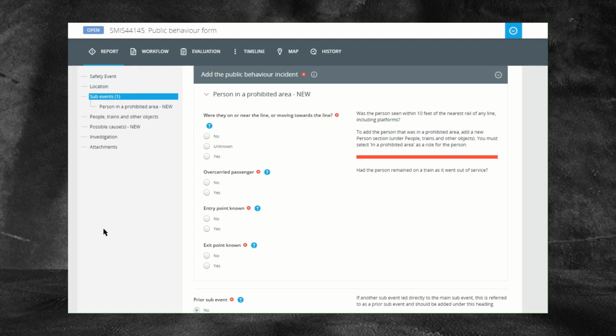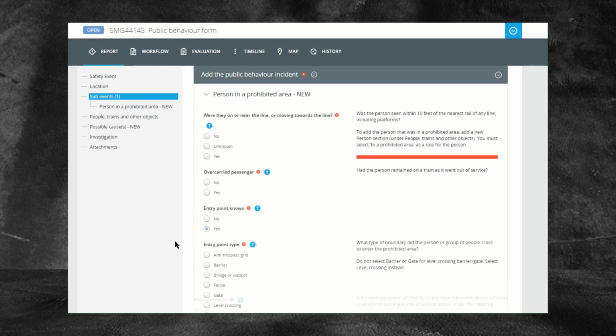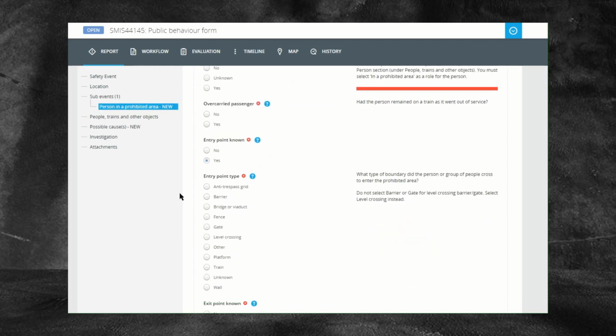Let's say, for example, the trespasser was spotted on the running line. So the main location type would be running line, but you know that the person gained access to the track via a station platform. Here you would select entry point known as yes. Then you can select the entry point type. So in this case, we would say it was a platform.